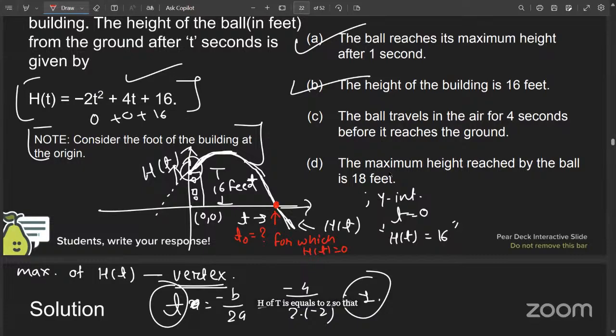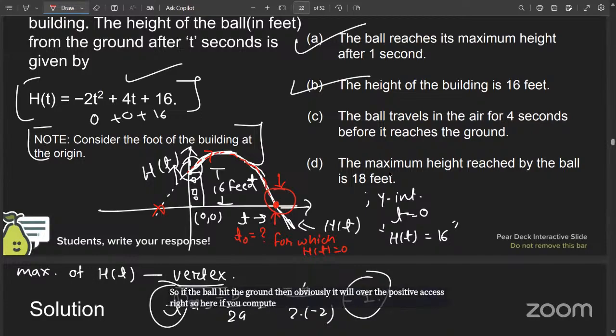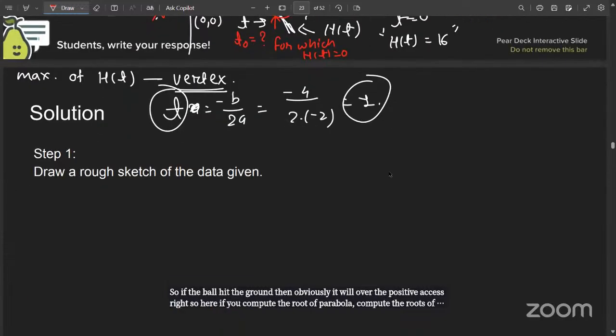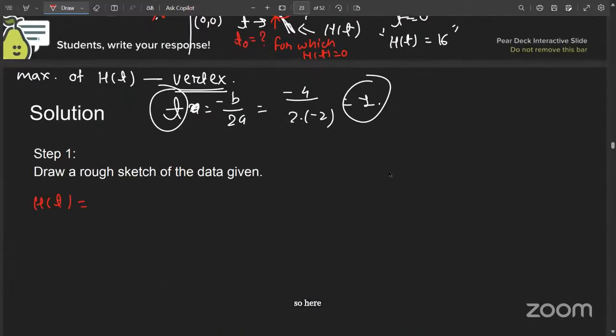So ultimately we have to find a root of this parabola, but the root which is lying on the positive x-axis side, not this one. This is the wrong one, because our ball is thrown from the top of a building to the ground. So this is the path traced by the ball. If the ball hits the ground, then obviously it will be on the positive x-axis, right? So if you compute the roots of h of t, where h of t is given to us as minus 2t squared plus 4t plus 16, what do you do?